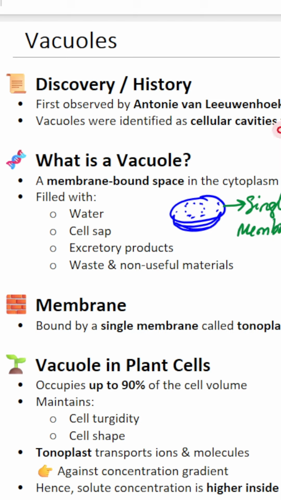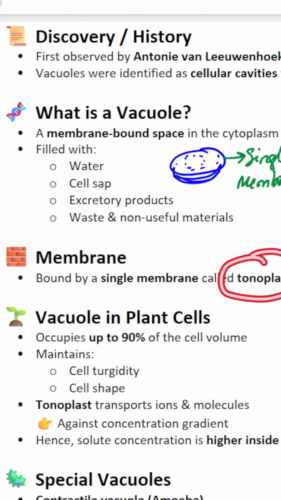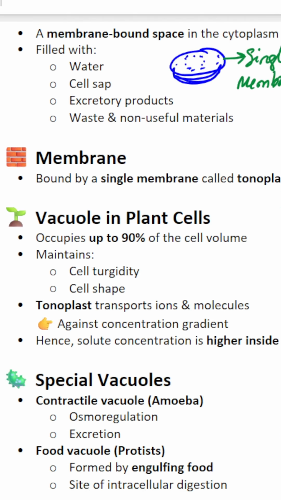Inside the vacuole we find water present, cells are present, excretory products are present, and waste and non-useful metals are present. The membrane of this particular vacuole is called the tonoplast, because the tonoplast is a special type of membrane that maintains the concentration gradient. So the vacuole membrane is a single membrane structure, as I have already discussed.